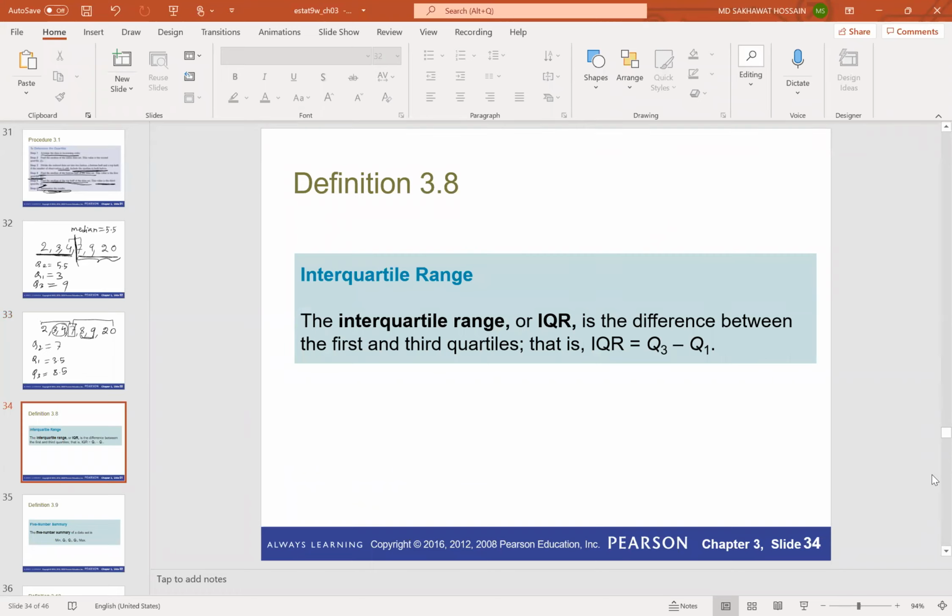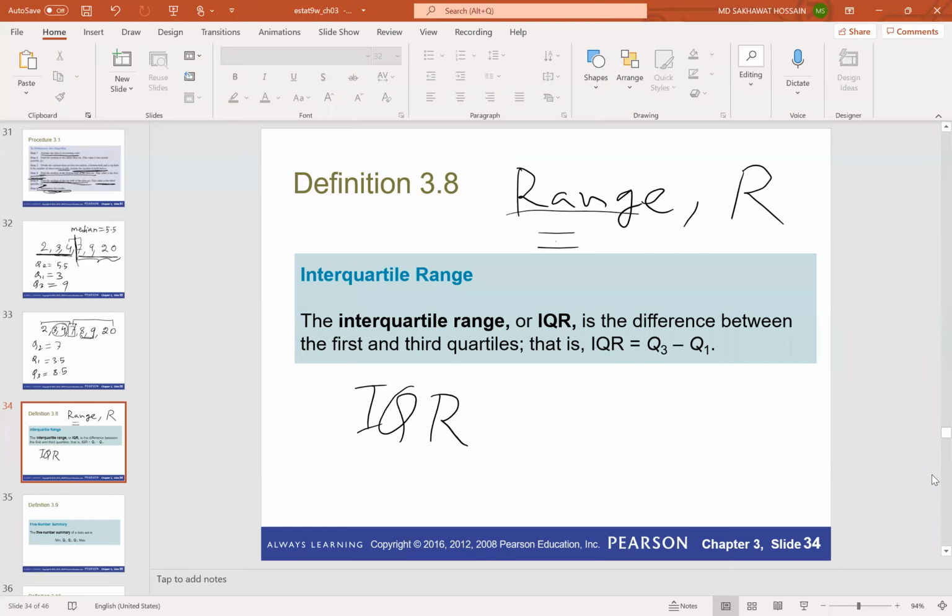Okay, so next thing is interquartile range. So we know about range, right? We know about range, but we do not know about interquartile range. This is also called IQR. And this range is denoted by just R, which is the maximum number minus the minimum number.